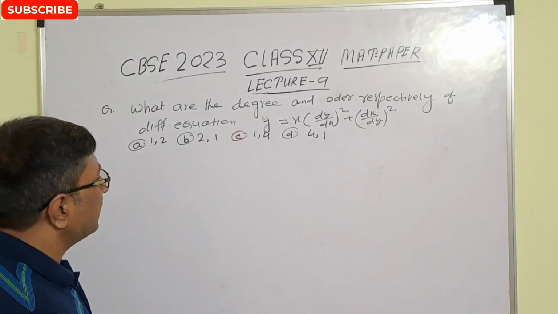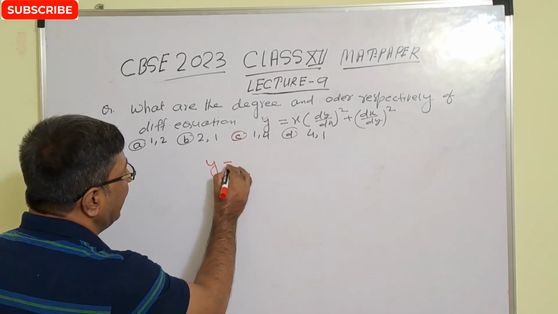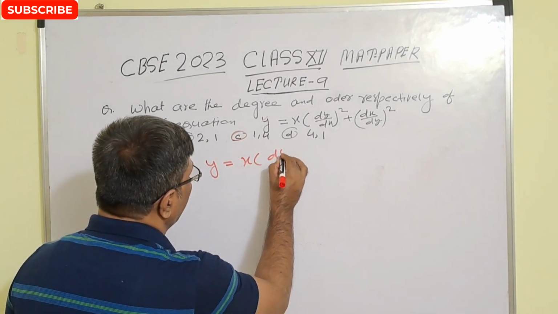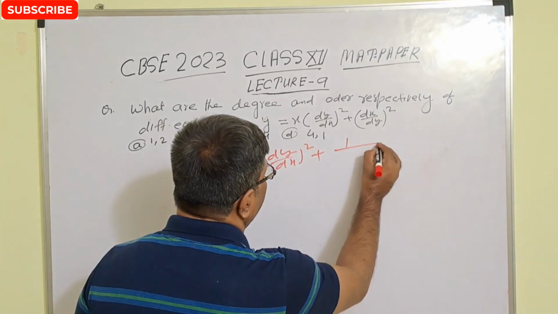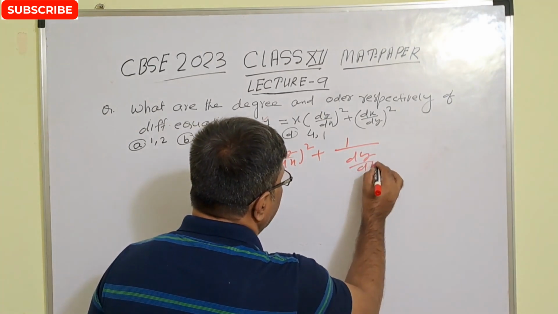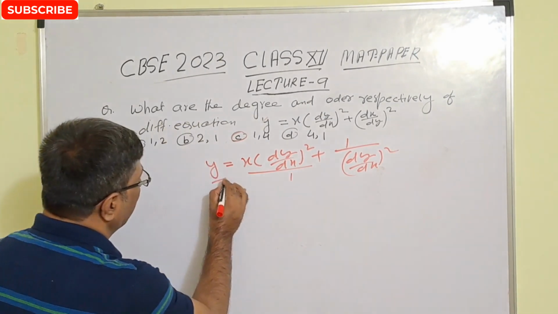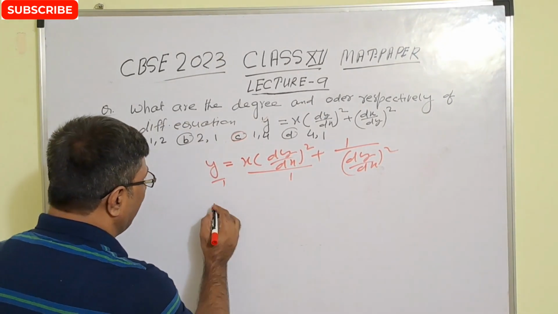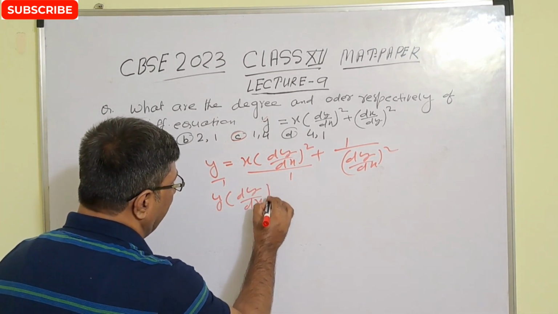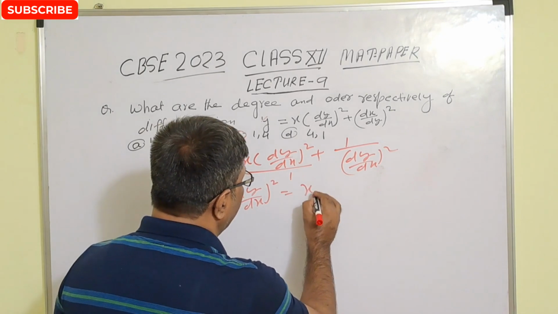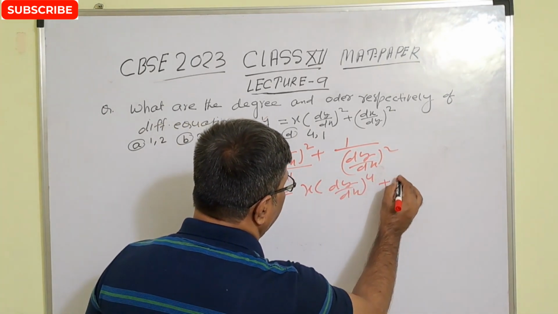For this type of question, first simplify the given differential equation. So this is y equal to x into (dy/dx) whole square plus dx/dy, which we can write as 1 upon (dy/dx) whole square. So here nothing, that is 1, here also 1. So we take LCM, then cross multiply, and we will get y into (dy/dx) whole square equal to x into (dy/dx) to the power 4 plus 1.